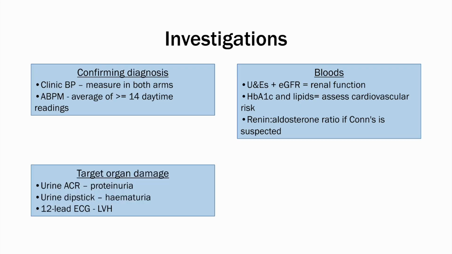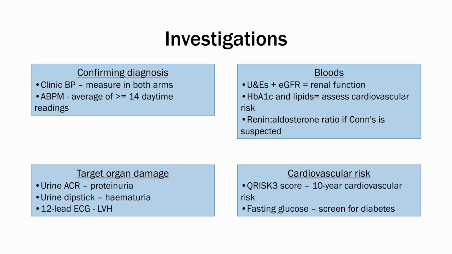Screening for target organ damage involves a urine albumin to creatinine ratio to look for proteinuria, a urine dipstick for hematuria, and a 12-lead ECG for voltage criteria of left ventricular hypertrophy. A fundoscopy to look for retinopathy can also be performed. Finally, cardiovascular risk is calculated using the QRISK-3 score, alongside a fasting glucose to screen for undiagnosed diabetes, since the two conditions frequently coexist and compound each other's risks.